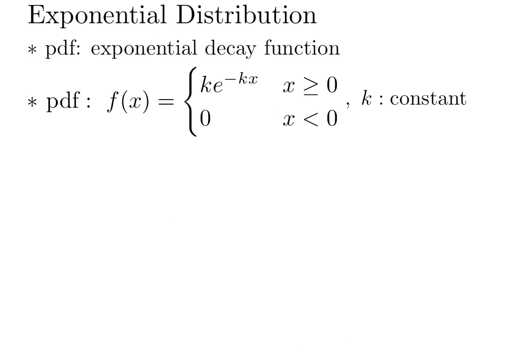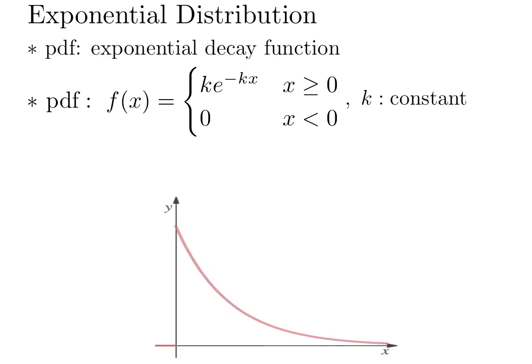The second distribution is the exponential distribution. The PDF is the exponential decay function. It has the form f of x equal to k times e to the negative kx when x is greater than or equal to 0, and f of x equal to 0 otherwise, where k is a constant in this case. And the graph of the PDF has this shape, right?